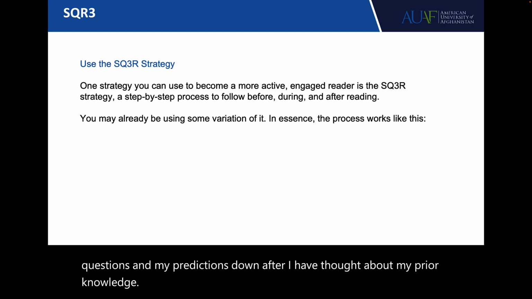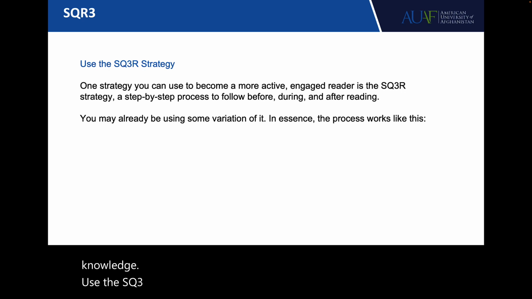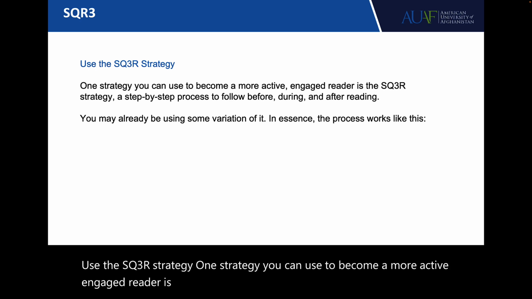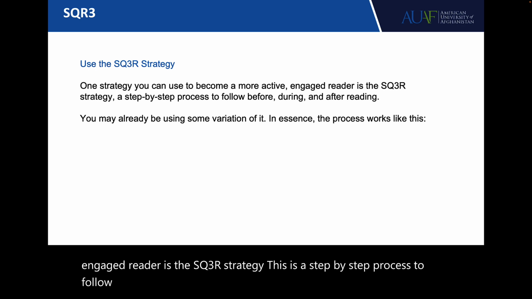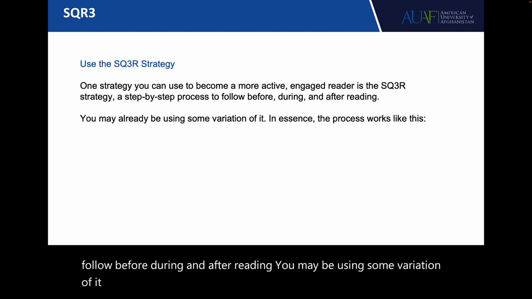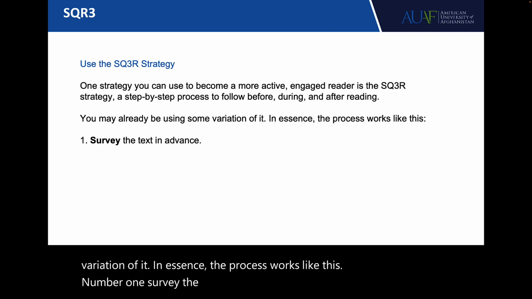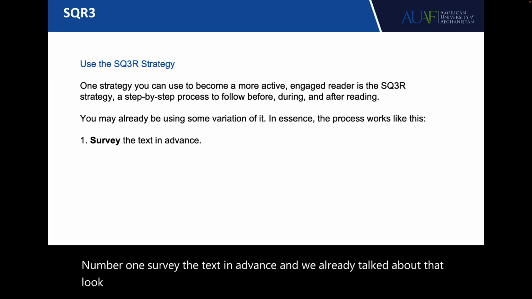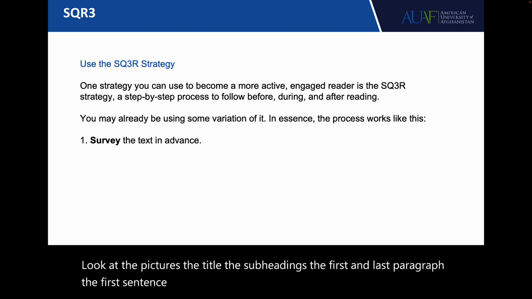Use the SQ3R strategy. One strategy you can use to become a more active, engaged reader is the SQ3R strategy. This is a step-by-step process to follow before, during, and after reading. You may already be using some variation of it. In essence, the process works like this. Number 1, survey the text in advance, and we already talked about that. Look at the pictures, the title, the subheadings, the first and last paragraph, the first sentence of every paragraph.